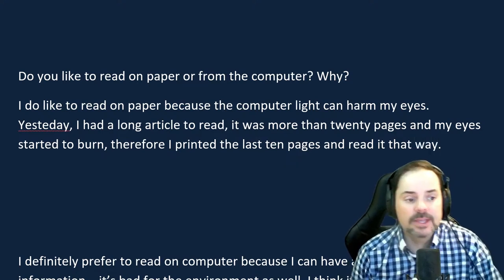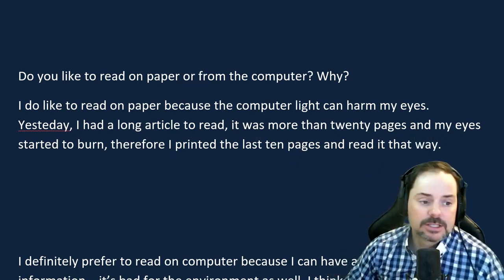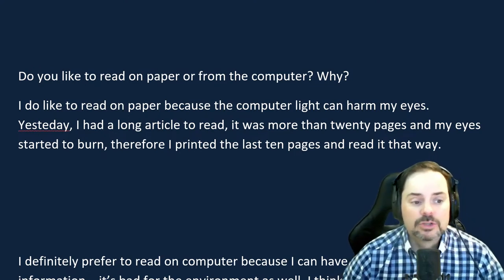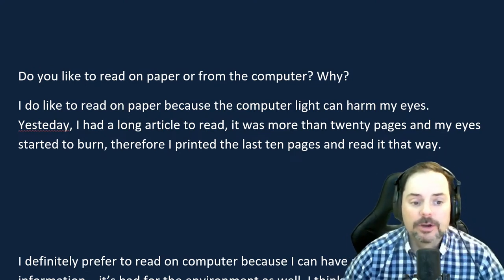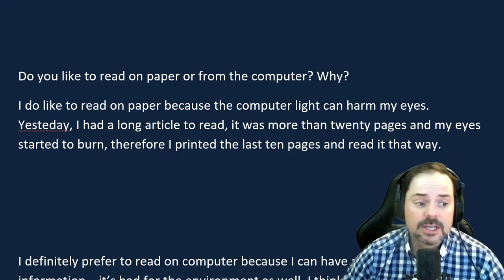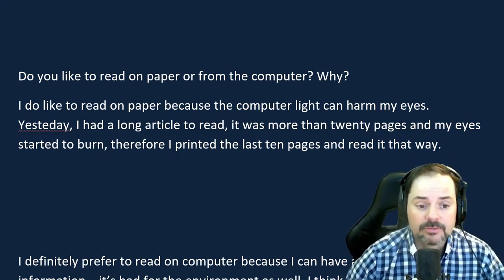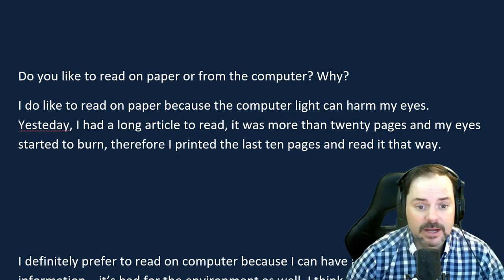Okay, so let's try that sentence one more time. Just repeat after me, and this is for everybody, okay? So just repeat the second part. I had a long article to read. It was more than 20 pages, and my eyes started to burn. Therefore, I printed the last 10 pages and read it that way.